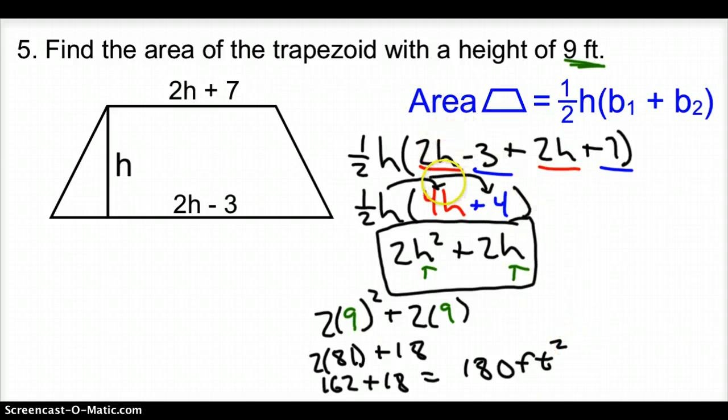And so that does it for section 8.2, multiplying a polynomial by a monomial.